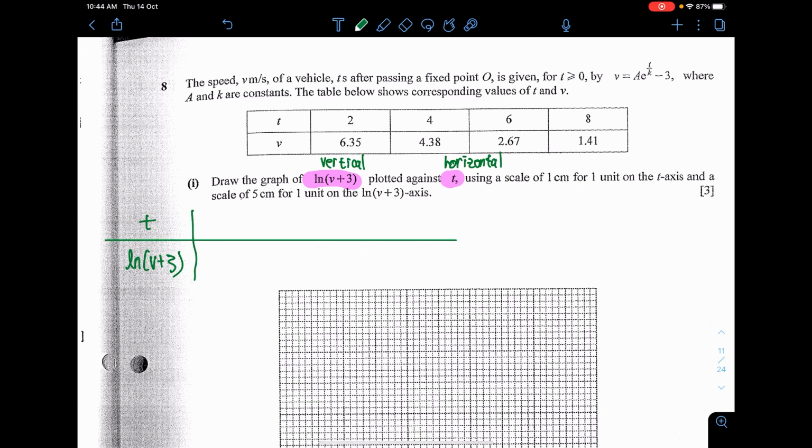Starting from the first, the time is t, which is exactly what they write down here, so I'll just copy down 2, 4, 6, and 8. Then for each of them, I need to key in ln of the respective number. For example, over here is 6.35, right? So I need to key in ln of 6.35 plus 3.